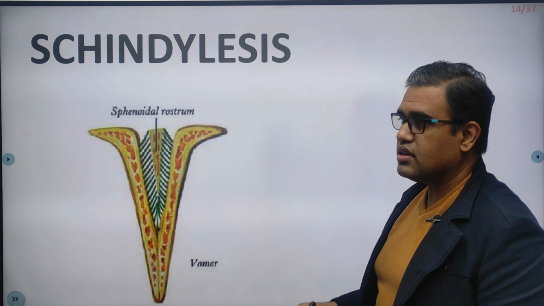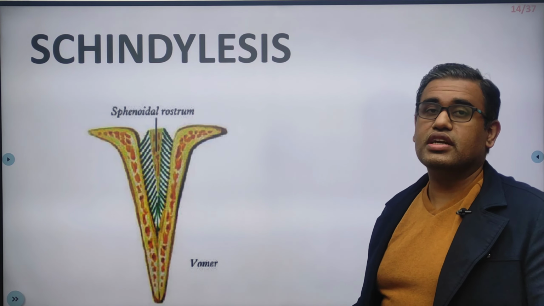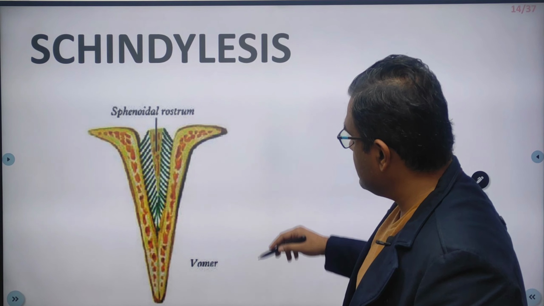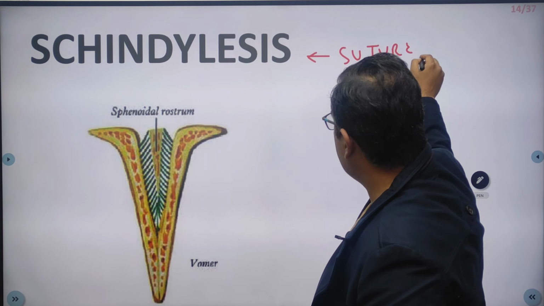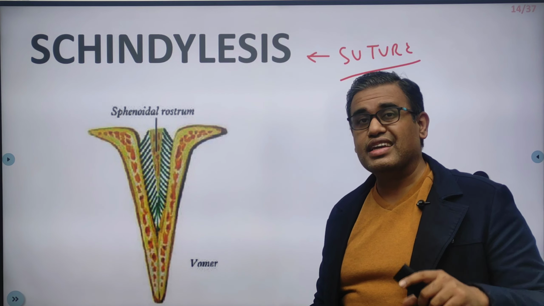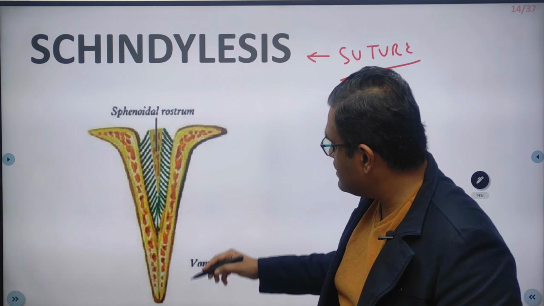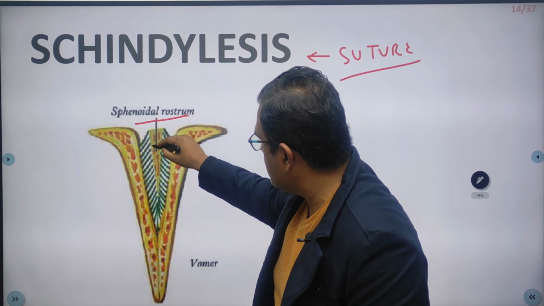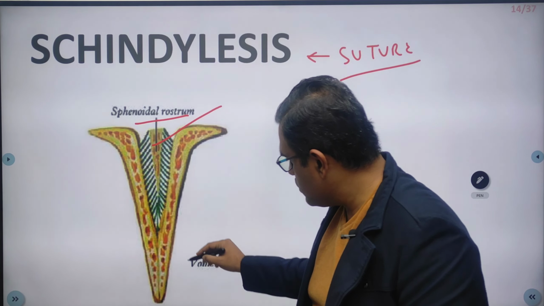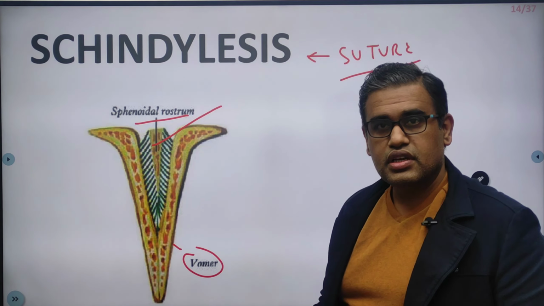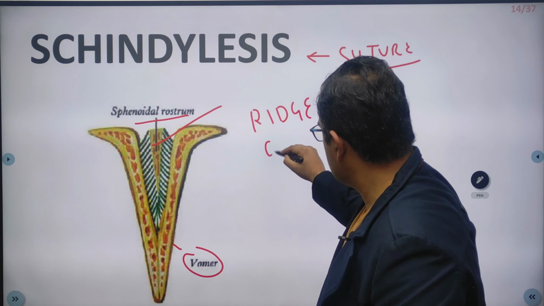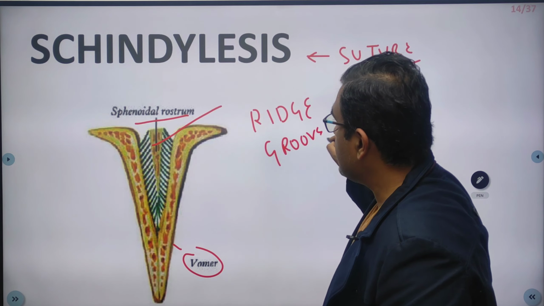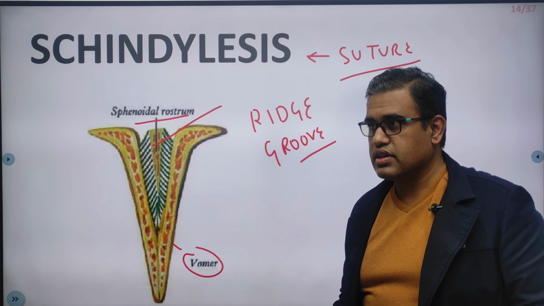Now second over here with the classification of sutures is the schindylesis. Now what is schindylesis? It is a category which is formed inside the suture. Now here the bones are joined in a ridge and a groove manner. For example, there is a ridge of a bone over here. The sphenoid bone forms a ridge. It fits into a groove formed by the vomer bone. So it is also known as a ridge and groove sort of joint, and it falls under the suture classification.